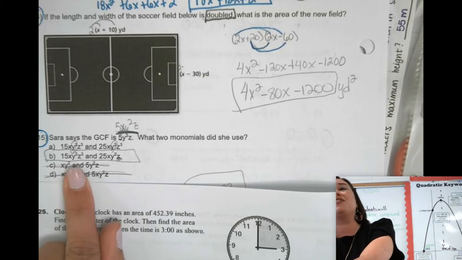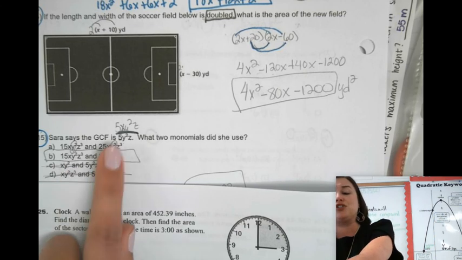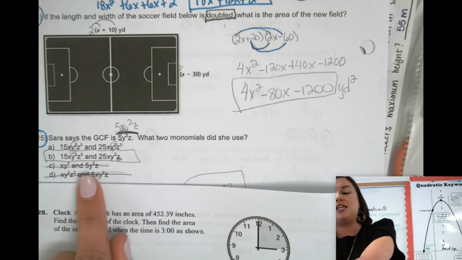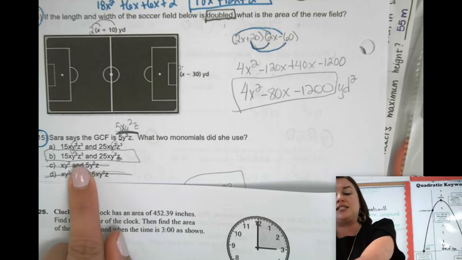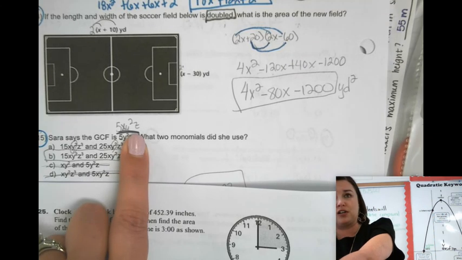So now let's talk about the letters. First of all, to be part of the GCF, they both have to have that variable. And second of all, you take the lowest power of that variable. So they both have an X, which is why it should have had an X. They both have a Y squared. But when I get to the Z, this part B has a Z to the third and a Z to the first. So you have to take the smaller one of the two because they have to have it in common. And a Z does not have a Z to the third in common.